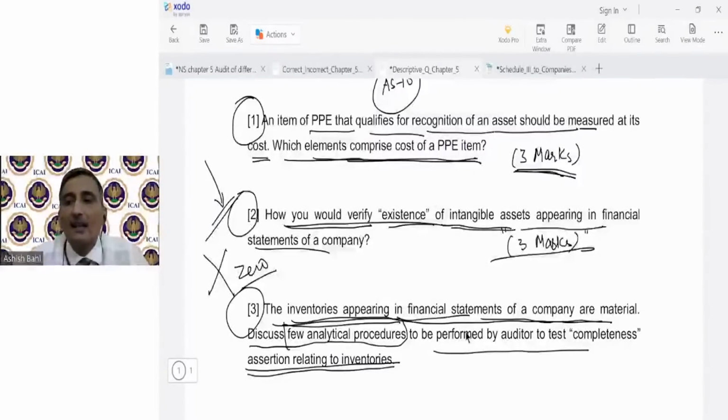So that is very important, students. You have to understand the requirements of the question clearly. Like in this question, the question is asking you to write few analytical procedures to test the completeness assertion. So you have to write analytical procedures, students, and no other procedures.